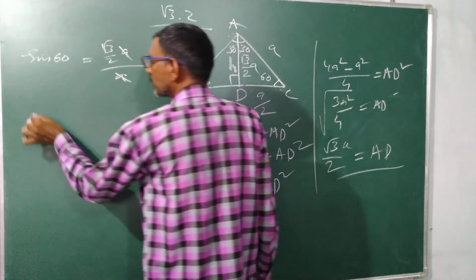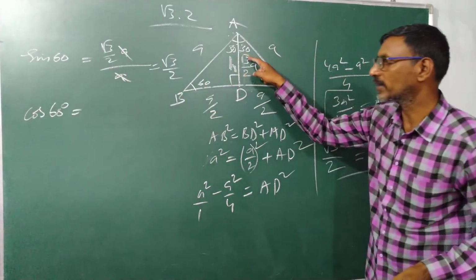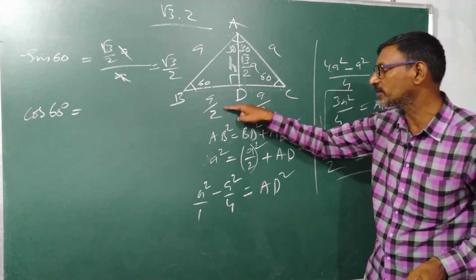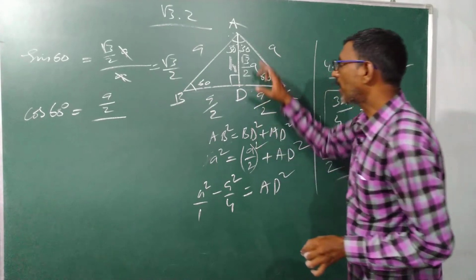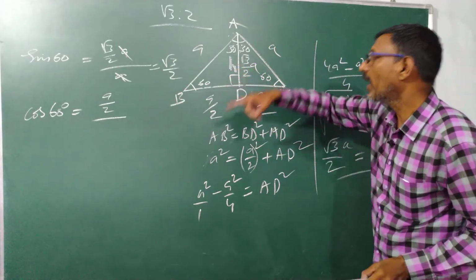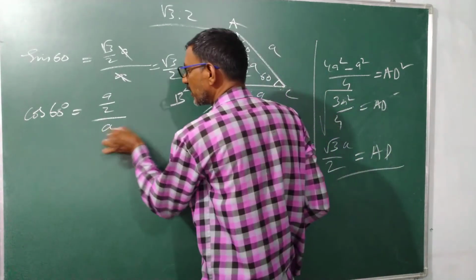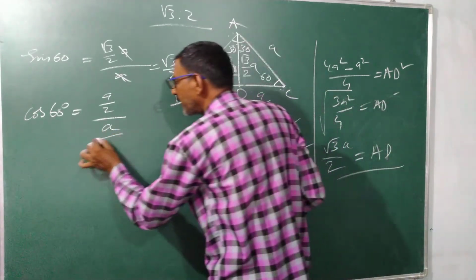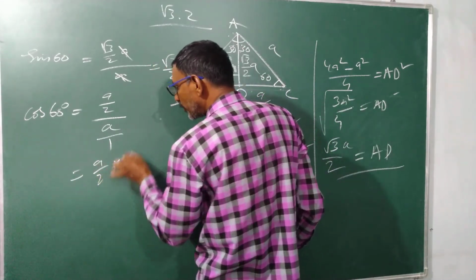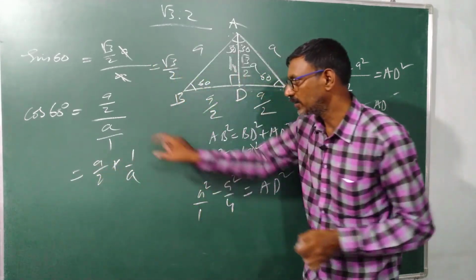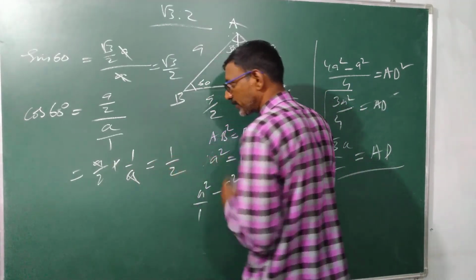Now coming to cos 60. Adjacent side by hypotenuse. What is my adjacent side? A by 2, divided by hypotenuse. Sorry, adjacent side by hypotenuse is how much? A. Can I write this as A by 1? A by 2 into 1 by A. Can I write like this or not? It's the reciprocal multiplied by this. A gets cancelled, that is equal to 1 by 2.